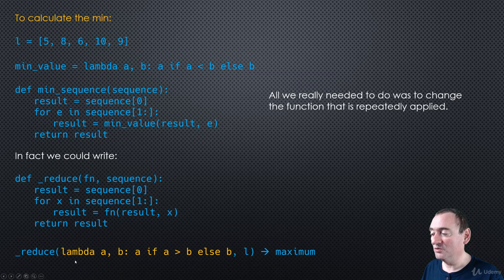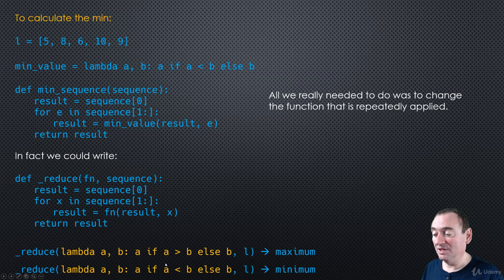So if we call _reduce with this lambda, a if a is greater than b else b, what does this lambda do? It returns the maximum, right, of a and b. So this will give us the maximum of the list. And if we use the other lambda that we saw before, a if a is less than b else b, that's calculating the minimum of 2 values, we'll end up with the minimum of the list.